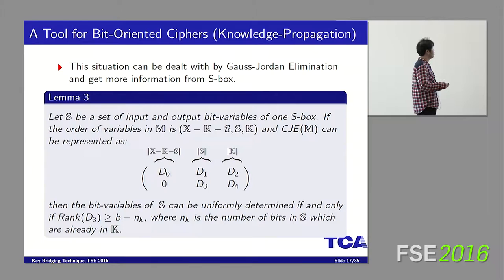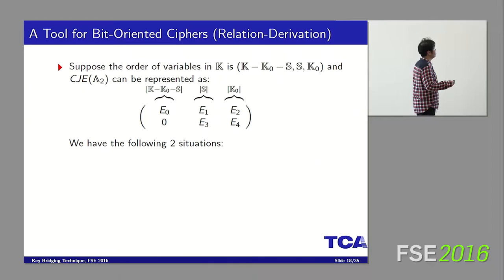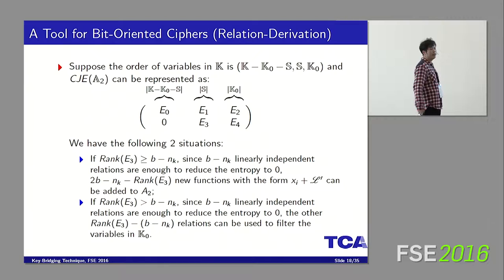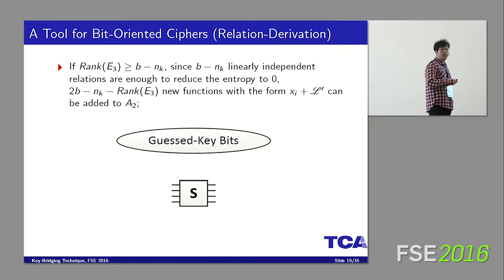For the regression derivation phase, this step is used to replace the new variable adding. Suppose the order of variables in K is like this, and CZA2 can be represented as this. We have the following two situations. We take an example of a 4-bit Xbox to show this. This is the key bits we want to find relations among, i.e. K0. And this is a 4-bit Xbox.